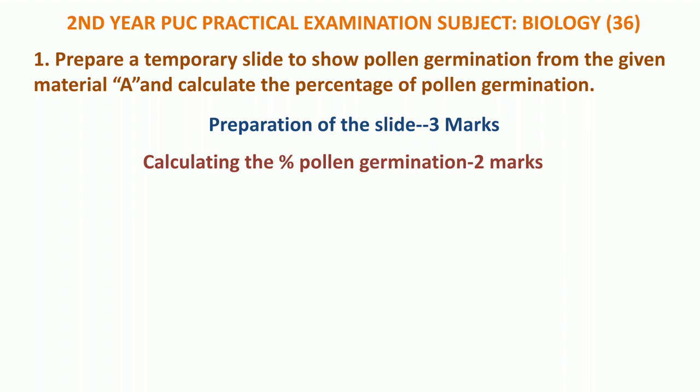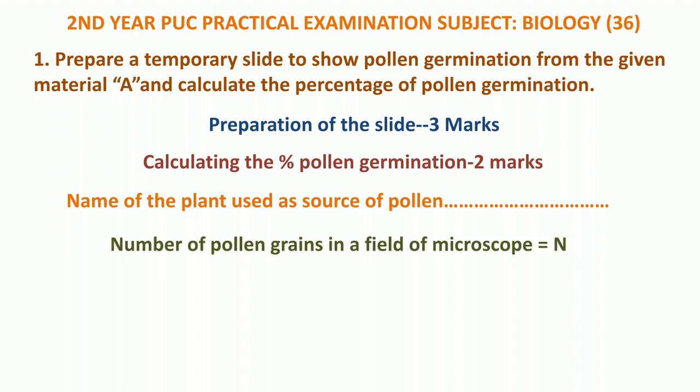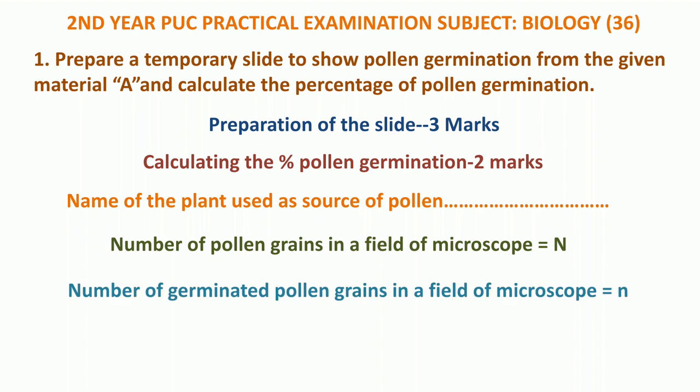If a student gets this question, they should write some points as the answer. The first point is the name of the plant used as the source of pollen. And the formula for calculating the percentage of pollen germination: the number of pollen grains in a field of the microscope is equal to capital N. The number of germinated pollen grains in a field of the microscope is equal to small n. The formula for percentage of pollen germination is equal to small n by capital N into 100.